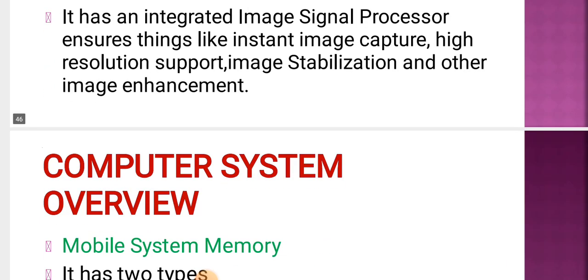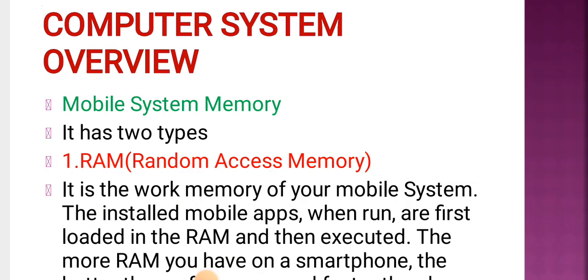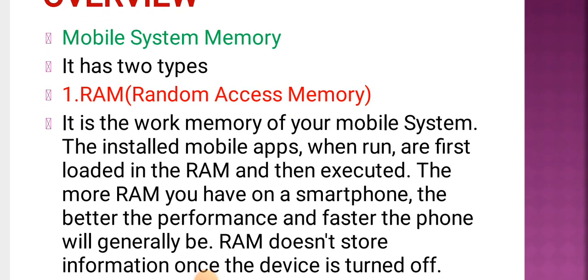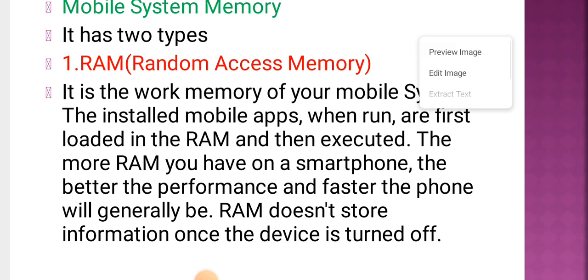Next we move on to mobile system memory. The mobile system memory has two types. One is the RAM, another one is the ROM. We know very well about the RAM. RAM is the random access memory. It is the work memory of your mobile system. The installed mobile apps, when run, are first loaded in the RAM and then executed.